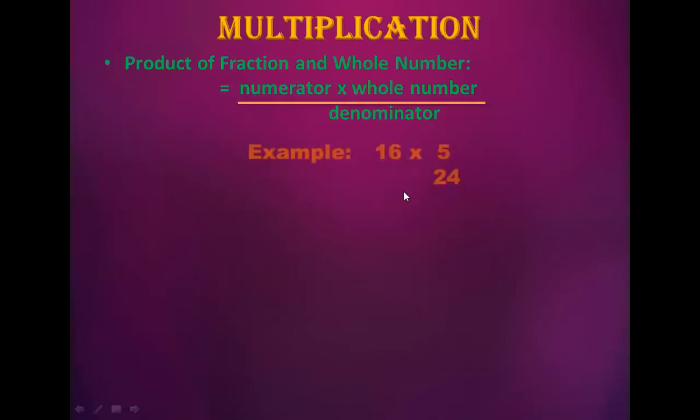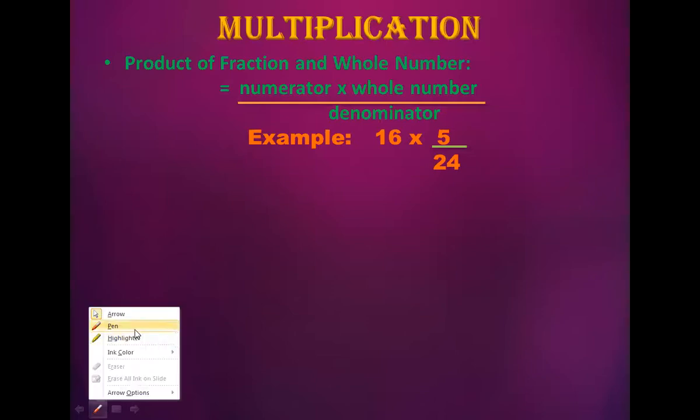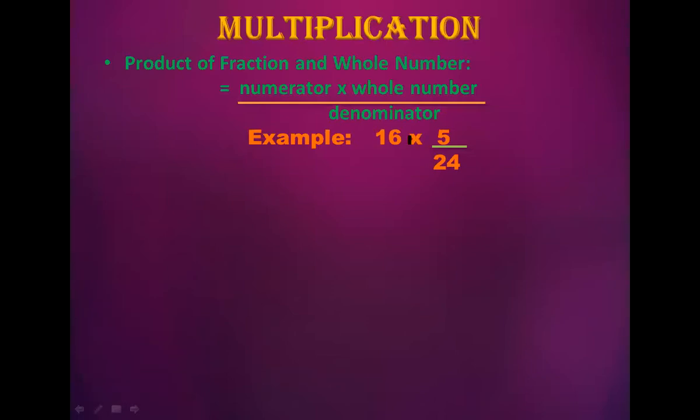Let's take an example. Suppose here you have 16 multiplied by 5 upon 24. 16 is your whole number, and 5 upon 24 is your fraction. What you have to do is multiply them. Here you have the sign of multiplication, so you have to multiply the whole number with the fraction.